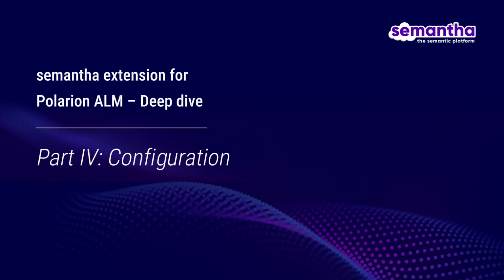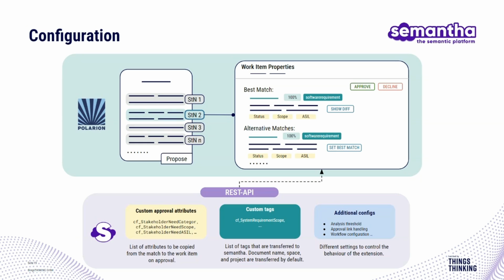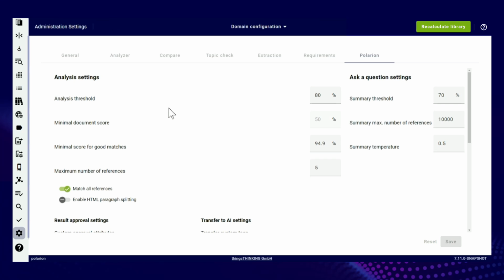In the final part of the demo, we will have a look at the configuration options for the Semantha extension in Polarion. Each use case is different, and each project might have various attributes that are relevant for the work items. You might also want to configure which information is stored in Semantha and set up any workflows that should be triggered automatically. All of this can be managed through the Semantha user interface.